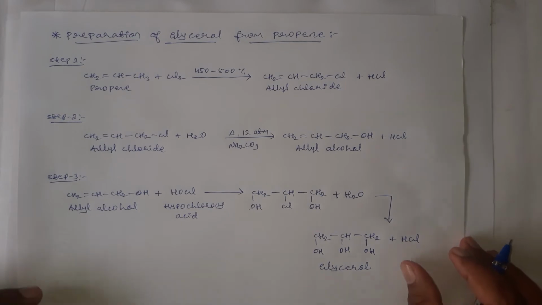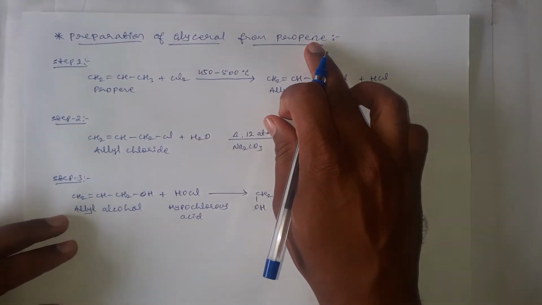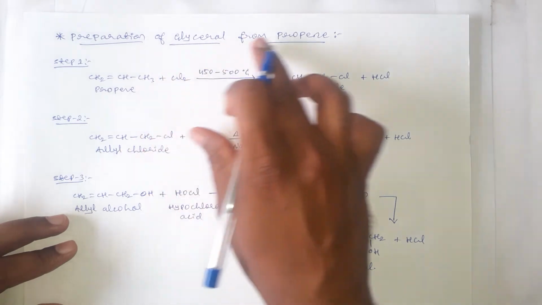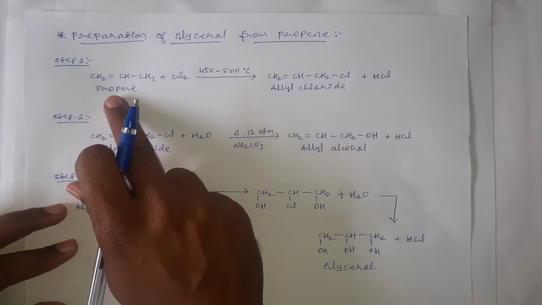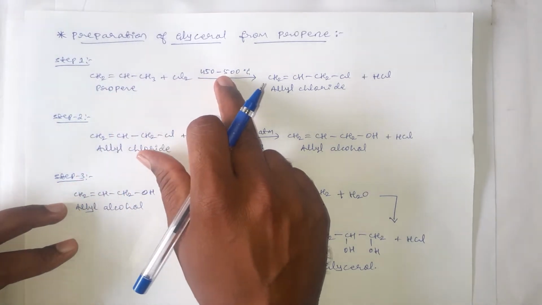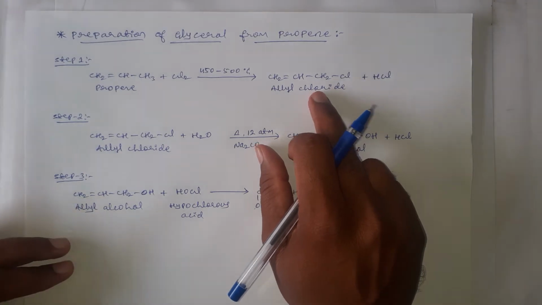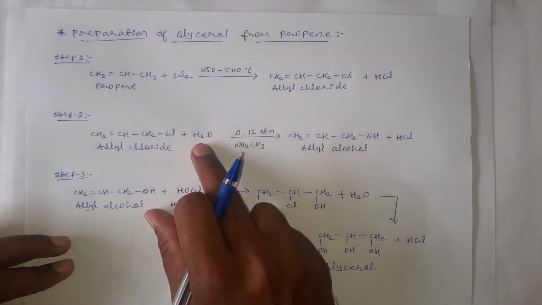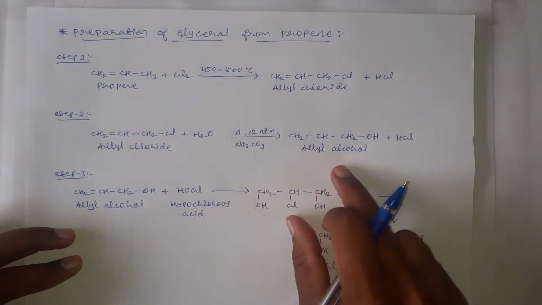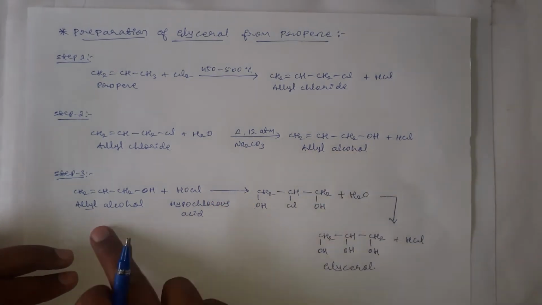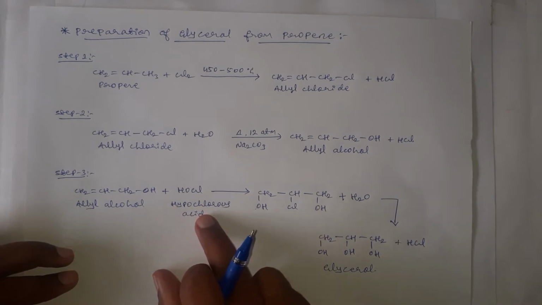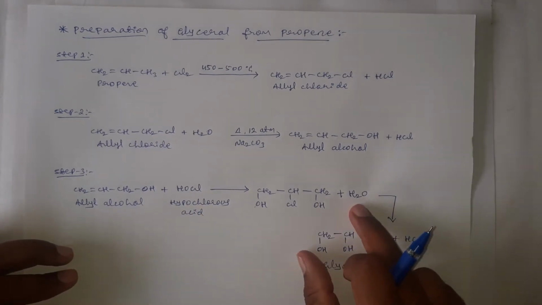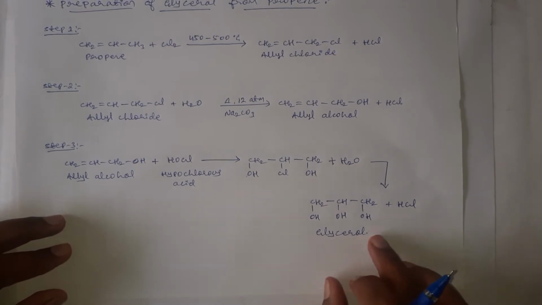This is the preparation method of glycerol from propene. It involves 3 steps. The first step involves heating the propene with chlorine at high temperature. Here we get allyl chloride, and this allyl chloride on hydrolysis in presence of sodium carbonate gives allyl alcohol, and this allyl alcohol in the next step undergoes Markovnikov's addition of hypochlorous acid, and this intermediate on hydrolysis, meaning the addition of water, gives glycerol.